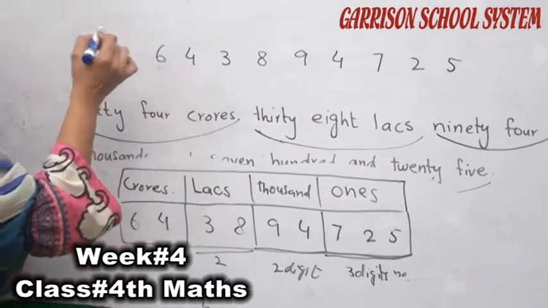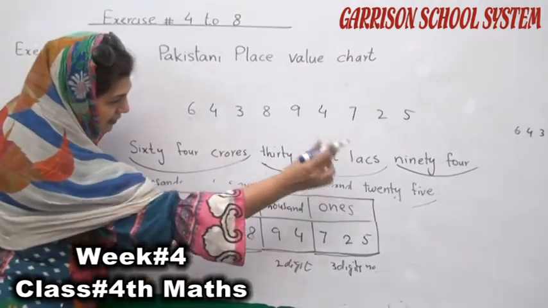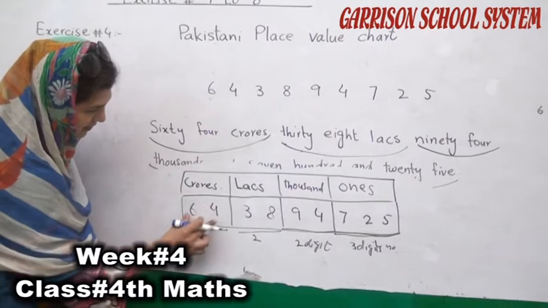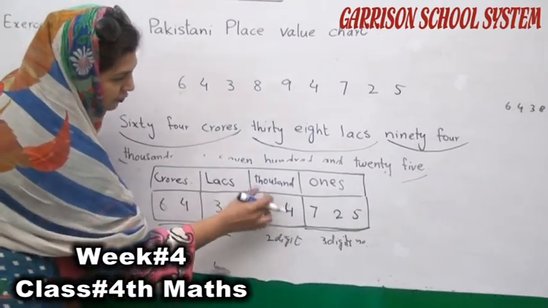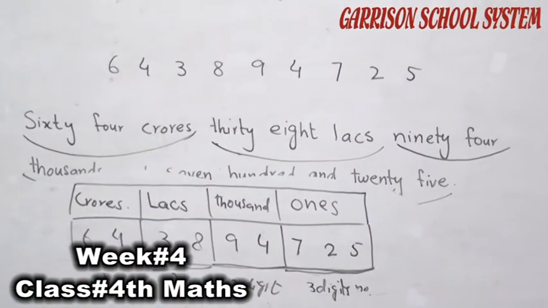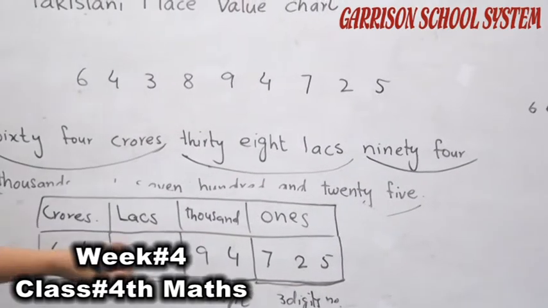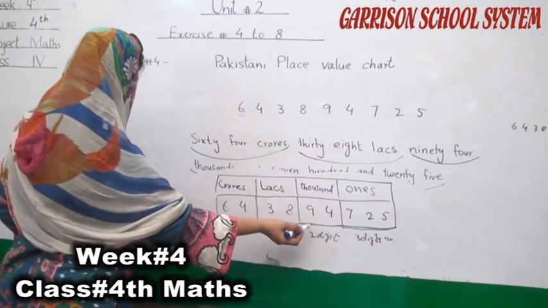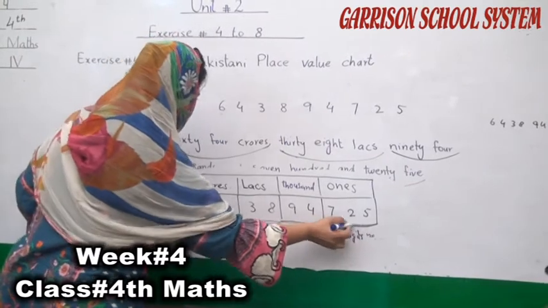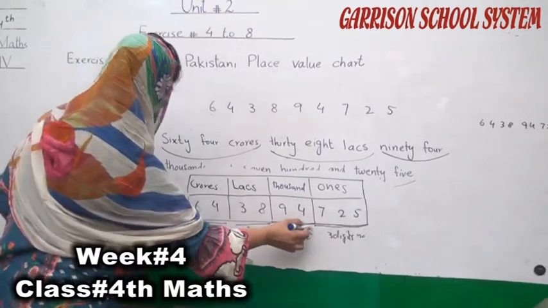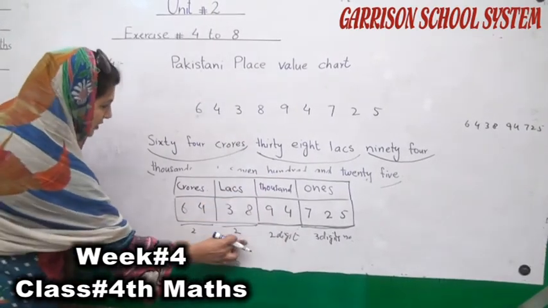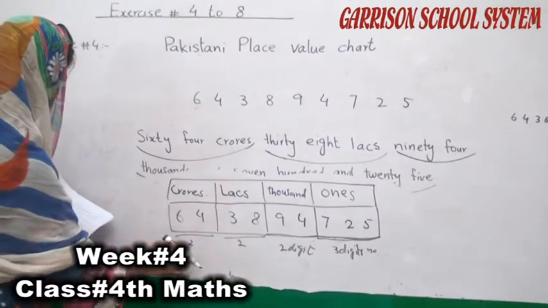First of all, we divide into groups in this way. Then we can easily understand what the name of each group is: 64 crore, 38 lakhs, 94,000 and 725. Students, this group is the ones group and this group is the thousands group. It consists of a 3-digit number, this is the ones group. It consists of a 2-digit number, this is the thousands group. And the lakhs group also consists of a 2-digit number, and the crore group is also a 2-digit number.